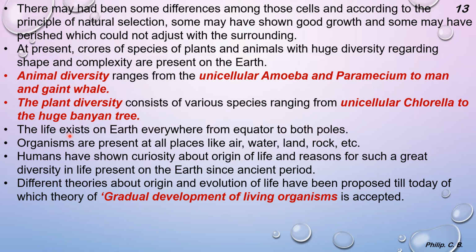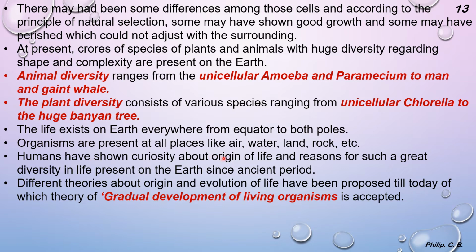Life exists on earth everywhere, from the equator to both poles. Organisms are present at all places: air, water, land, rock, etc. So you can see different species present in different climatic conditions, whether it is air, water, land, soil, or rock, anywhere and everywhere, right?